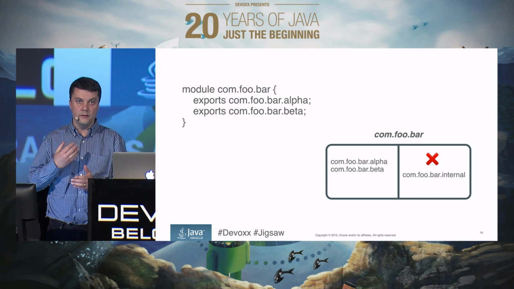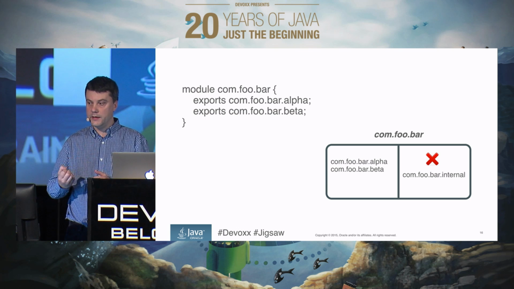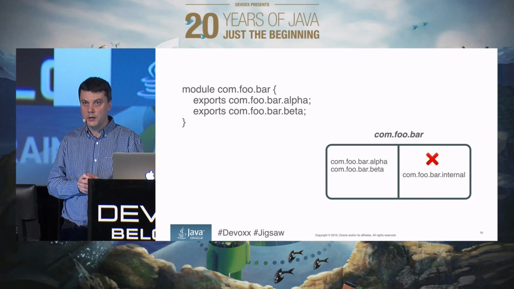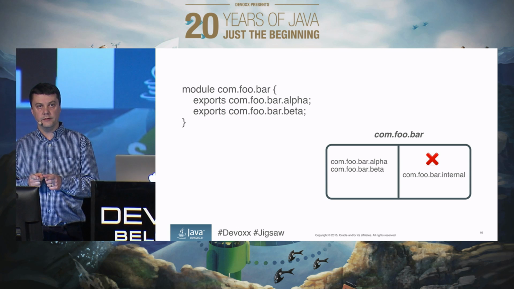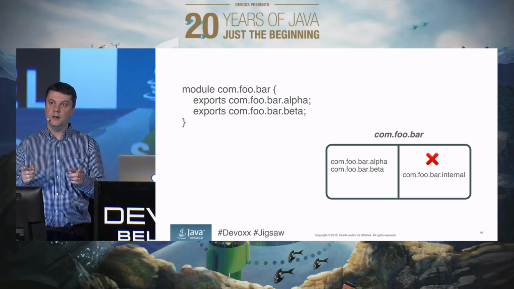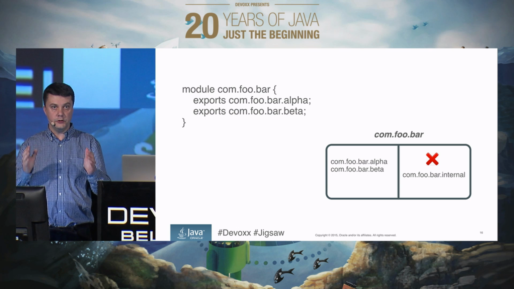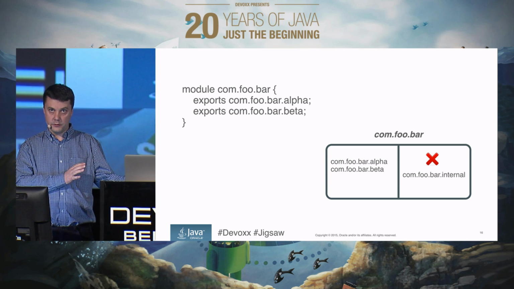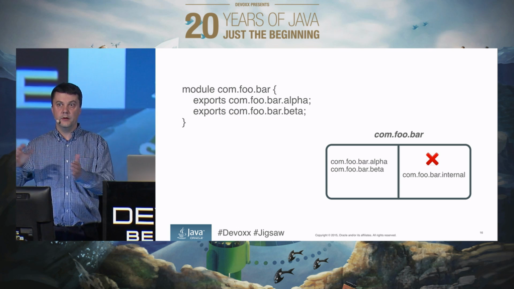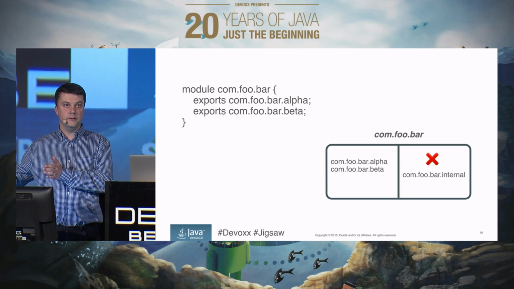They're not going to be accessible to anything outside of that module. Essentially what we can do with modules is we can split a library or a module into 2 parts. The part that is exported, these are my exported packages, and my internal part that is not exported.